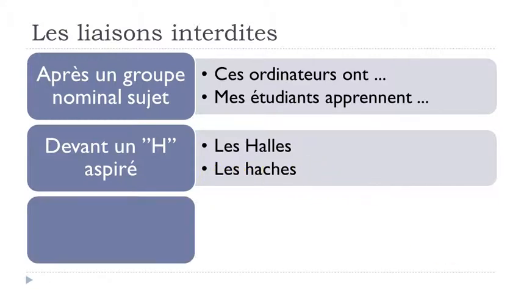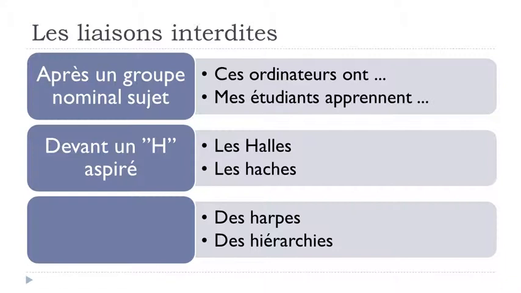All right. So I did write two other examples. In that case, harpe, the musical instrument. Des harpes, so you don't make the liaison between the two. And the last one, hiérarchie. Des hiérarchies. Just to show you that it's not only with A, because I've got three examples with A, but in that case it's I. Des hiérarchies. So no liaison here, here, here, and here, because these words are starting with what we call H aspiré.